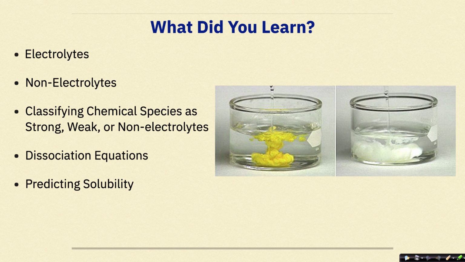So what did you learn? We talked about the definition of an electrolyte. We looked at non-electrolytes. We classified chemical species as strong, weak, or non-electrolytes. We did some examples with dissociation equations, and then finally we did a little bit of predicting solubility.